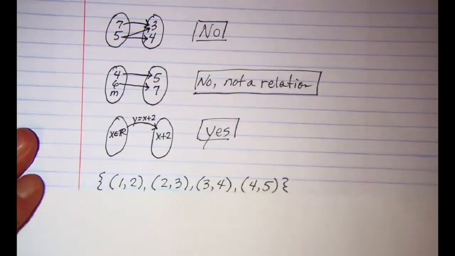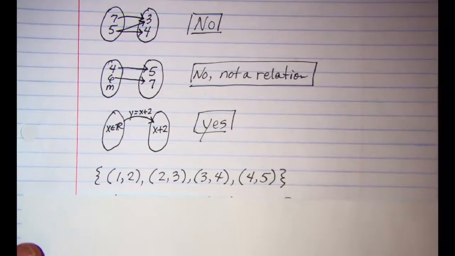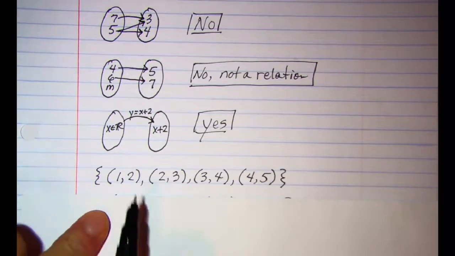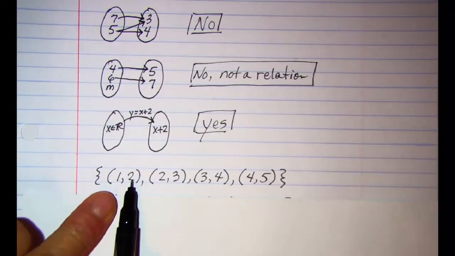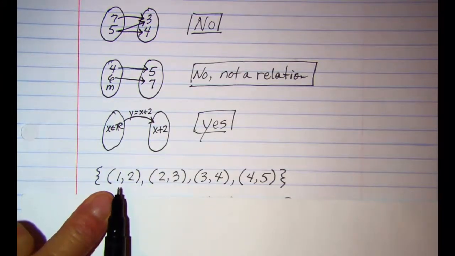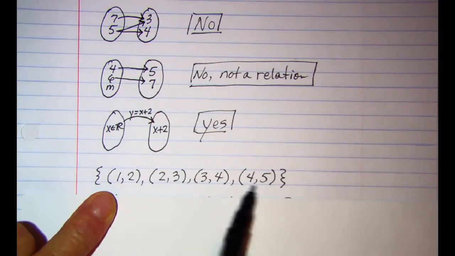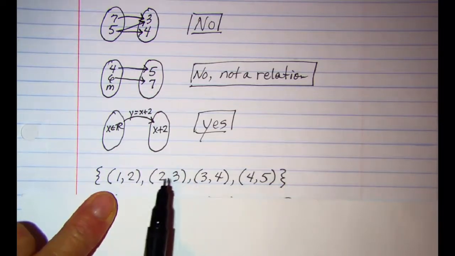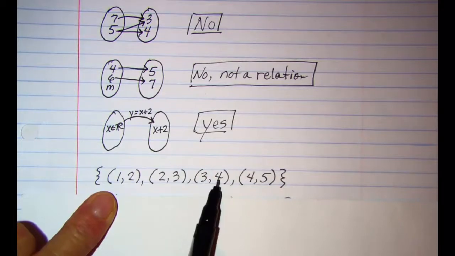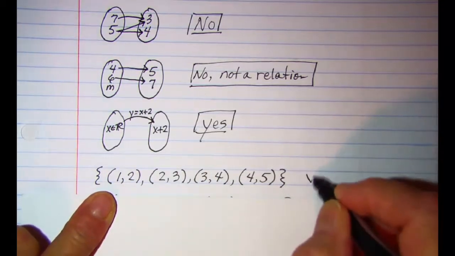Now let's look at some relations shown as sets of ordered pairs. We have a 1 mapped onto 2, and nowhere else do I have a 1 in the domain, so that's okay. 2 maps onto 3, and again 2 does not appear anywhere else in my domain. 3 maps onto 4, and 4 maps onto 5. So this one is a function.